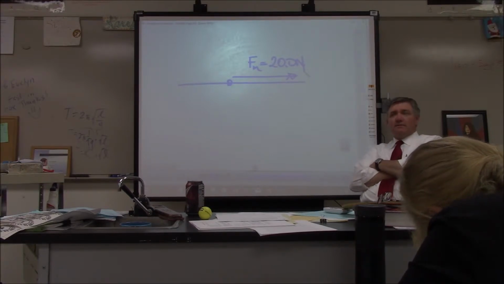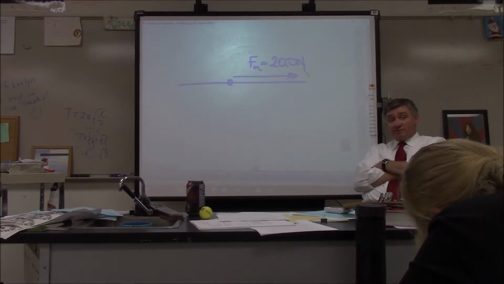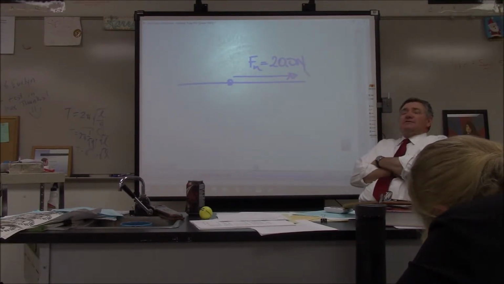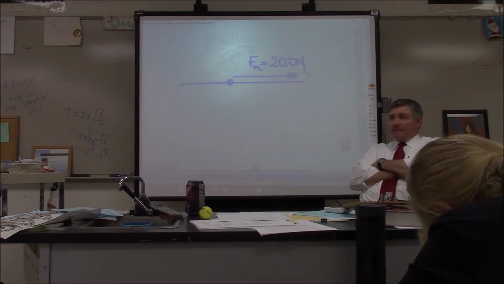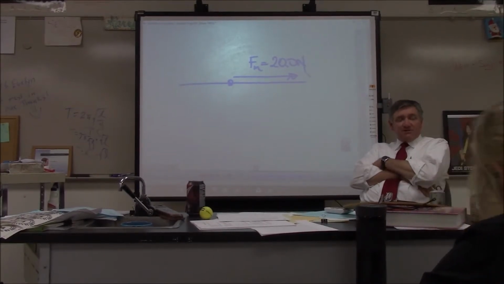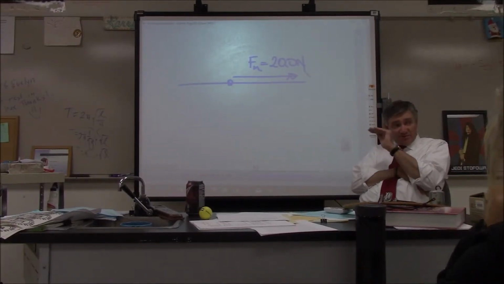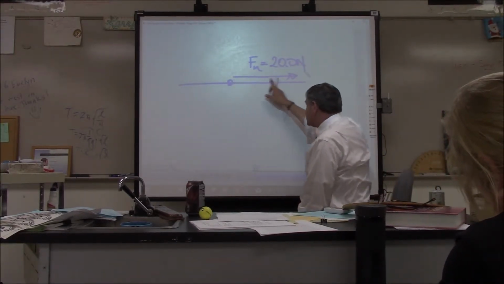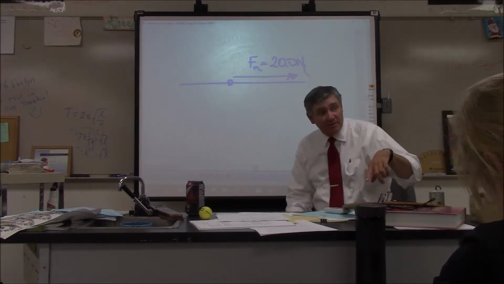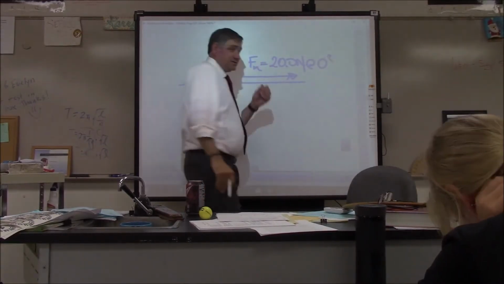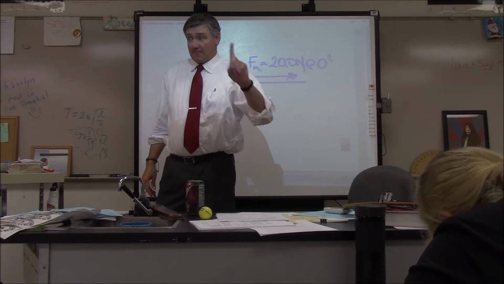vector quantity? No. Why not? There's no direction. All I know is that she's pulling with a force of 20, which is impressive, don't get me wrong. But that's like saying, hey, let's meet for dinner at noon. Okay, where? Noon is when we're going to meet, but I don't know where. So just telling you Mary is pulling with a force of 20 newtons is not enough information. But if she's pulling in this direction, what's the angle going to be? Zero. So I'm going to say, okay, force Mary is 20 newtons at 0 degrees. Now it's a vector quantity.